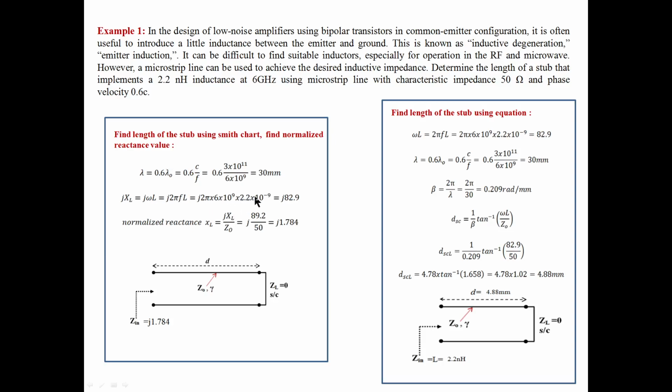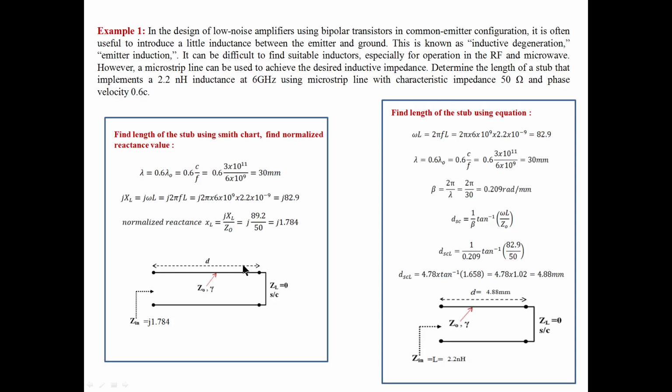Actually the actual reactance is 82.9, but to mark it on the Smith chart, we divide this by the 50 ohm characteristic impedance. We got 1.784 reactance. So if you get a normalized reactance equal to this, it is equivalent to 2.2 nanohenry at 6 gigahertz.